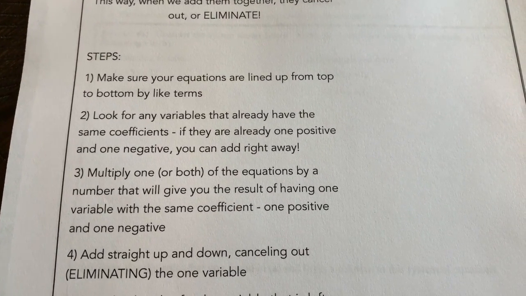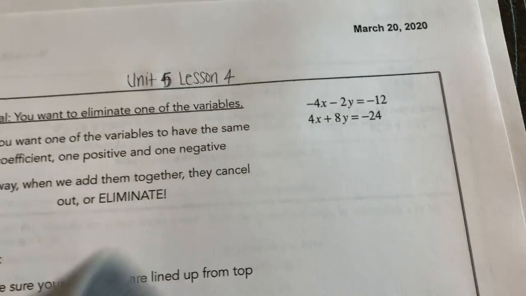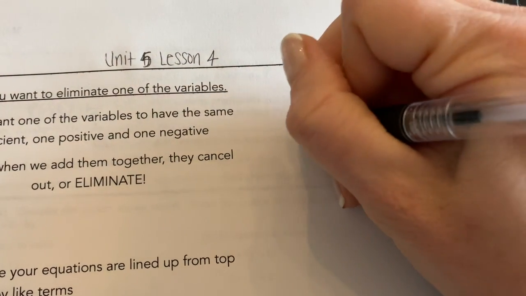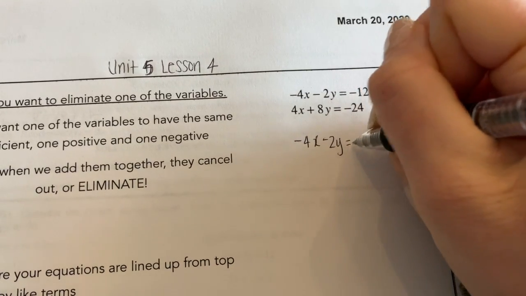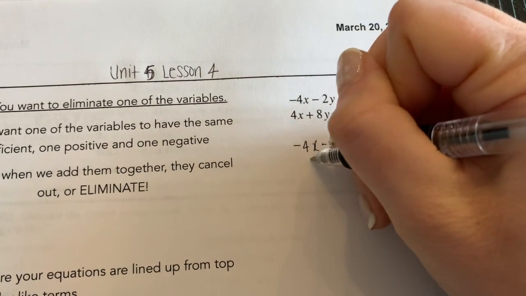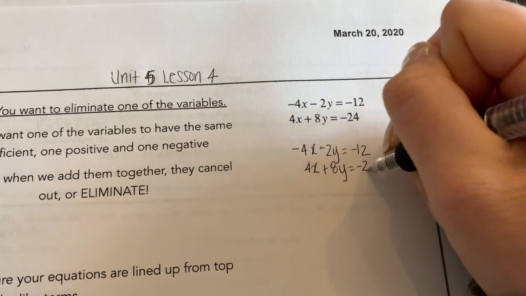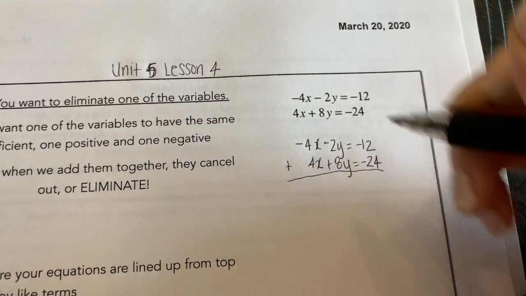So our next step is to add straight up and down in order to cancel that one variable. We can do that here because this is already set up. I'm going to rewrite it here. Negative 4x minus 2y equals negative 12, and then we had a positive 4x plus 8y equals negative 24. So to eliminate, we add straight up and down like this.